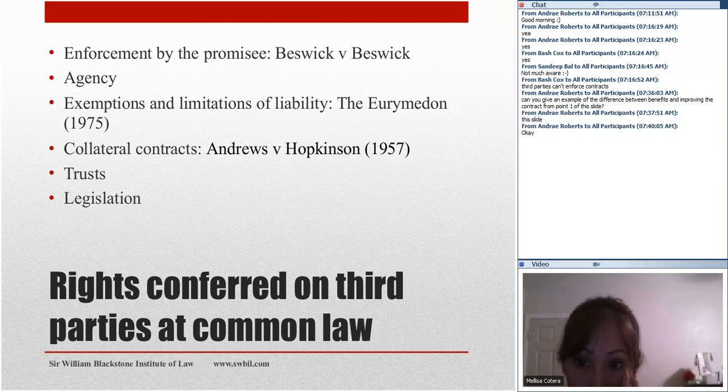The general purpose, you are going to see this in the lecture on damages, but the general purpose of an award of damages is to put the party where they would have been but for the breach of contract. The general rule is that a contracting party cannot sue to recover a loss that is really suffered by a third party, but this rule is subject to exceptions. There are a number of circumstances in which the promisee has been able to receive an award of damages.